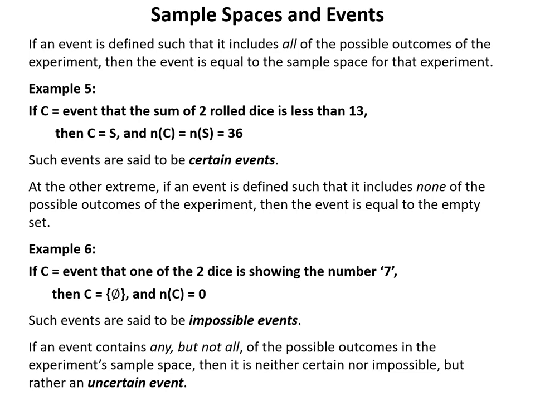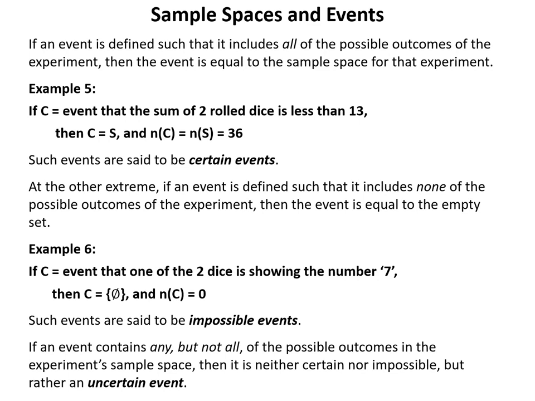At the other extreme, if an event is defined such that it includes none of the possible outcomes of the experiment, then the event is equal to the empty set. So in example 6, if we define C as the event that one of the 2 dice is showing the number 7, since we know that each die only goes from 1 through 6, that would actually be impossible. So in this case, the event C is just the empty set. And so the number of elements in C, of course, would equal 0. And such events are said to be impossible events because they can't actually occur.